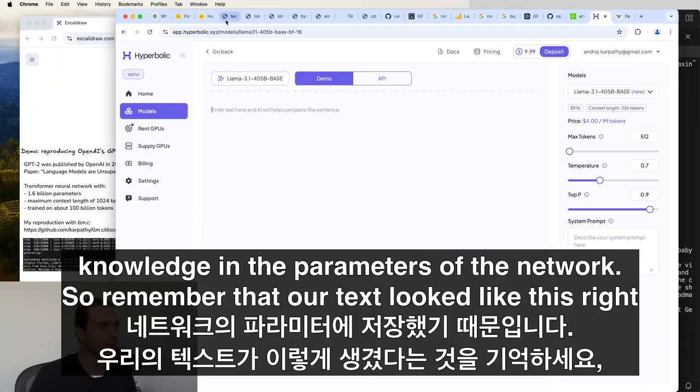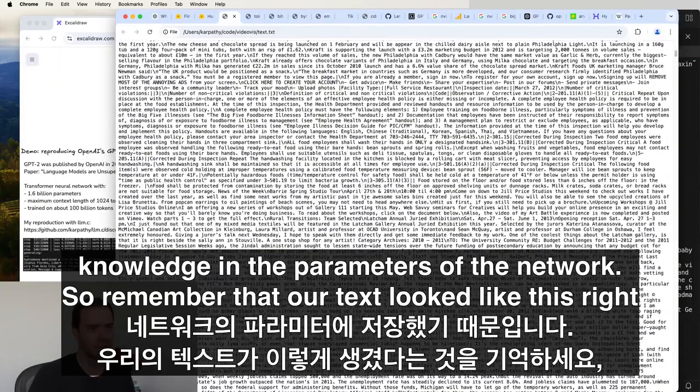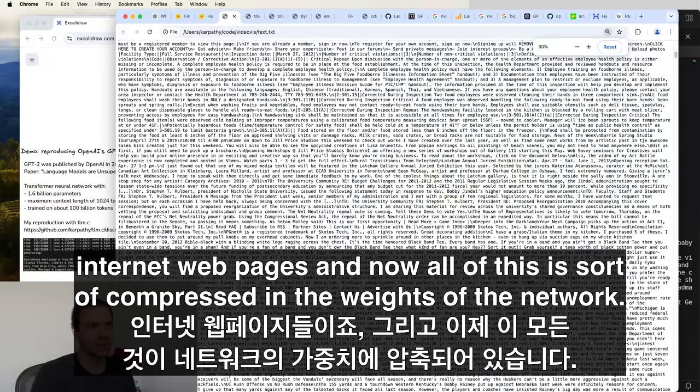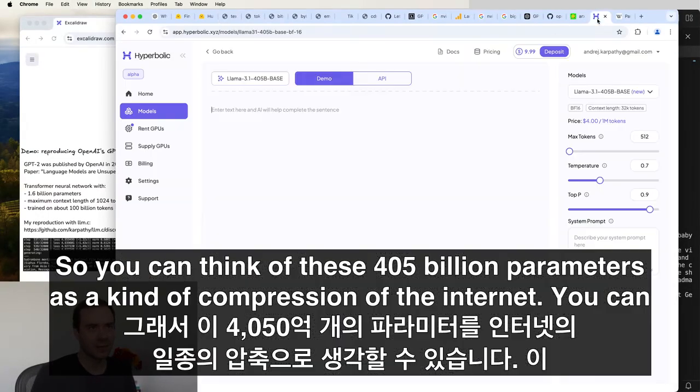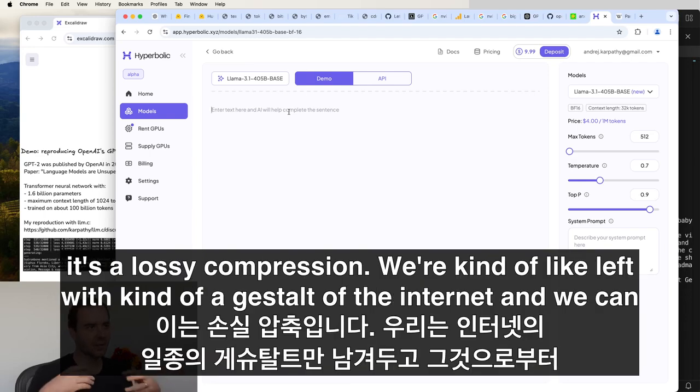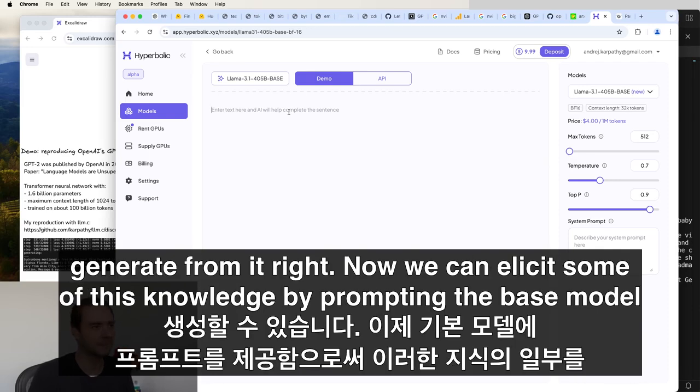So remember that our text looked like this, right? Internet web pages. And now all of this is sort of compressed in the weights of the network. So you can think of these 405 billion parameters as a kind of compression of the internet. You can think of the 405 billion parameters as kind of like a zip file, but it's not a lossless compression, it's a lossy compression. We're kind of left with a gestalt of the internet, and we can generate from it, right?